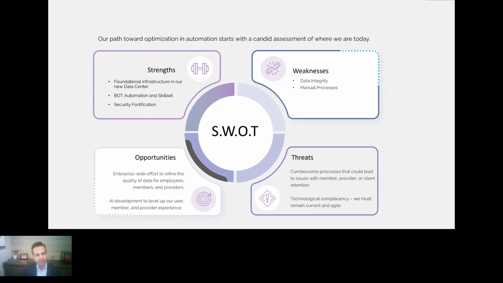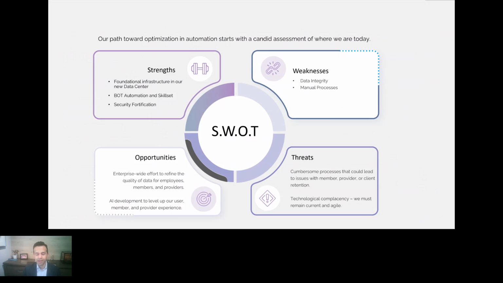Then we had the bot automation because we already built that skill set, if you will. We fortified our security from a cybersecurity perspective. From an opportunity perspective, enterprise-wide effort to refine quality of data, AI development to level up our user, member, or provider experience. Weaknesses, as you can see, of course, we still have a good amount of manual processes that we are in the process of automating.